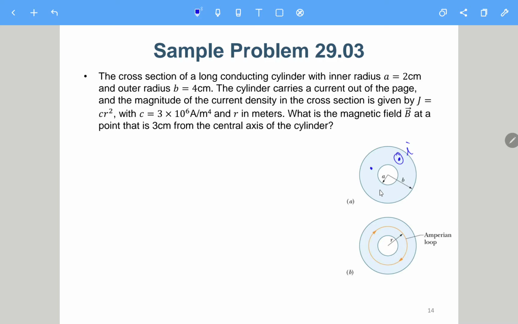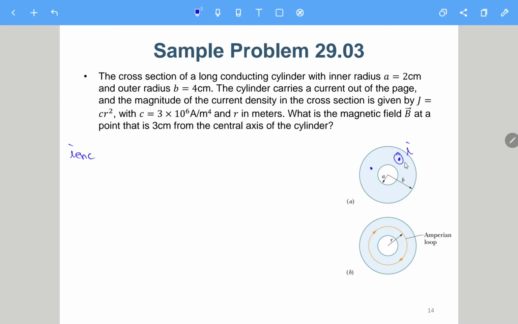So first of all, we need to consider the I enclosed. Because we need the B field 3 centimeters from the center, we define the Ampere's loop like this. Interestingly, it defined the direction of this Ampere's loop to be clockwise, which is the other way around, opposite to the current.